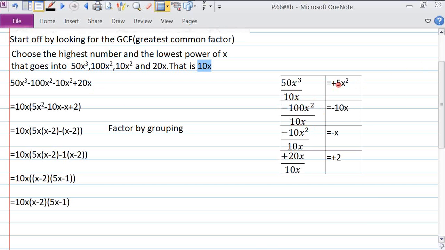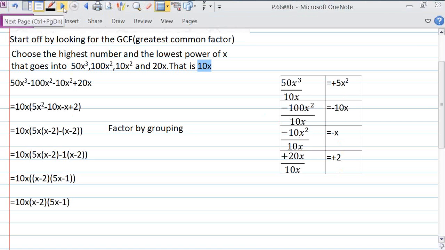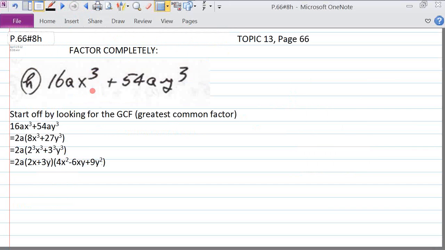And 5x squared minus 10x minus x plus 2. So if you look, 5x squared minus 10x minus x plus 2. That's all these terms here. Just a different way of doing it. If you're perfectly comfortable doing this sort of in your head here, it's okay. But if you want a more systematic way of doing it, that's how you do it.